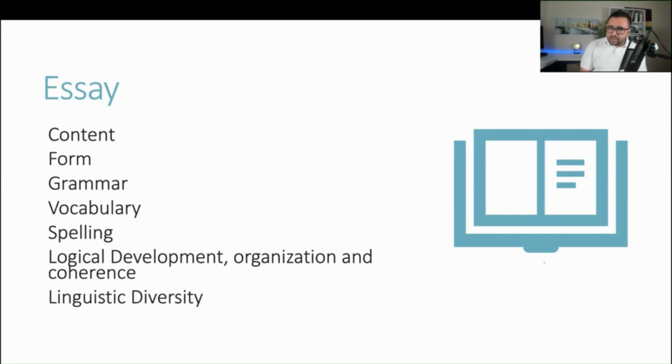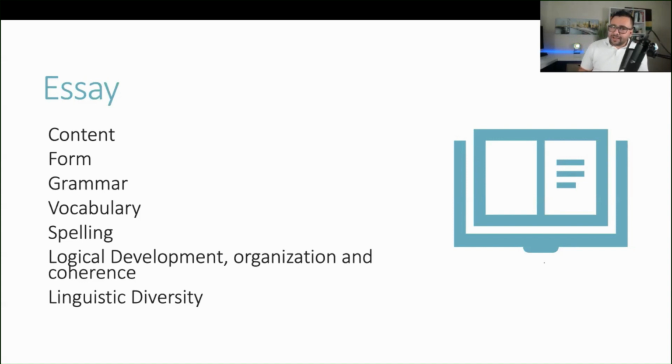Grammar and vocabulary, get maximum score here by not trying out any complex structures that you do not know how to write, and any complex vocabularies that you are not confident of. And for the linguistic diversity, keep changing the length and structure type of the sentences, then you will easily get the score here.